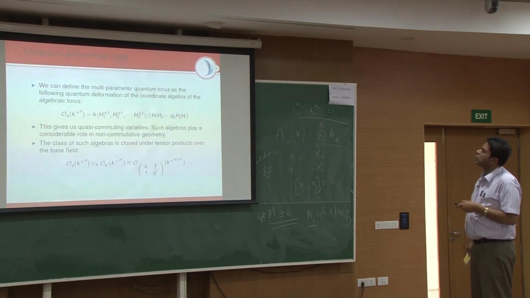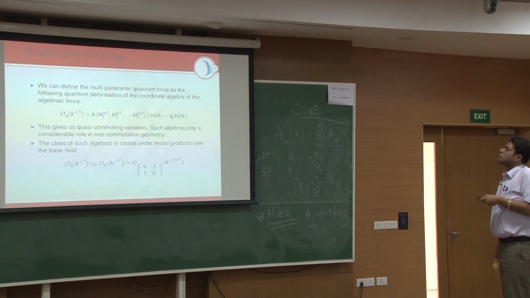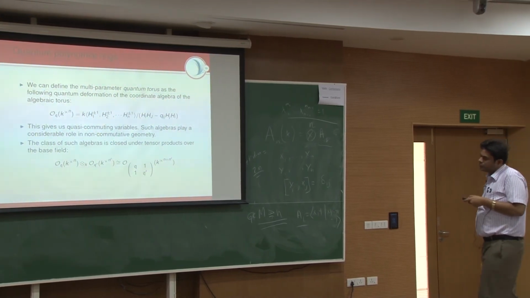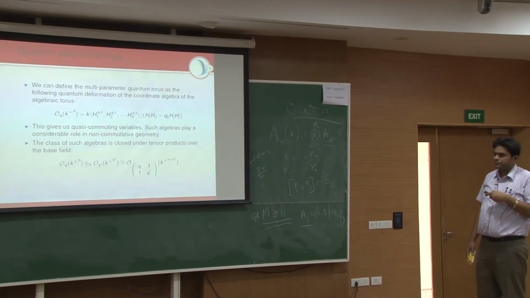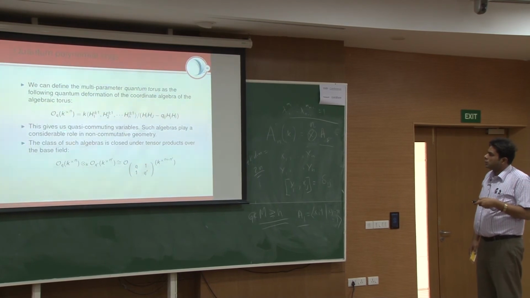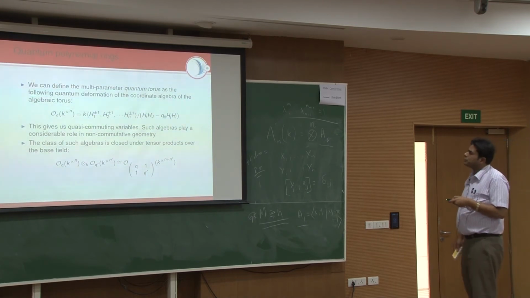The quantum deformation is obtained, in this case, by quotienting the Laurent polynomial ring in n variables by these relations. So what we are losing, in effect, is the commutativity of the variables hi and hj. These are called quasi-commuting variables, and this is becoming an important topic in this Q deformation.